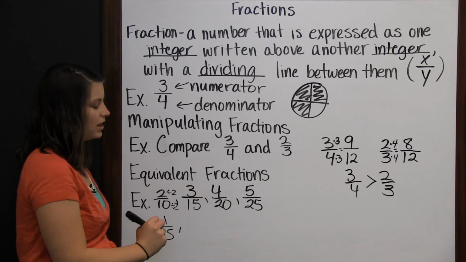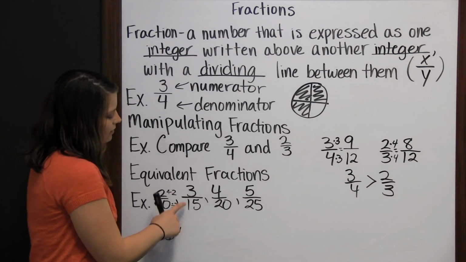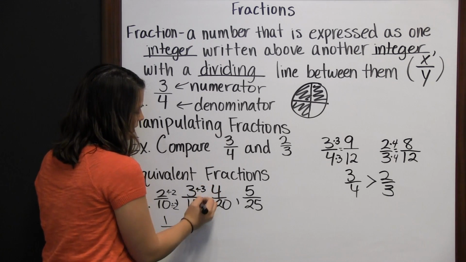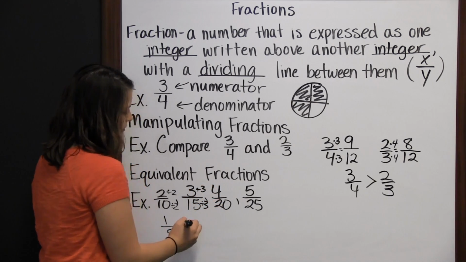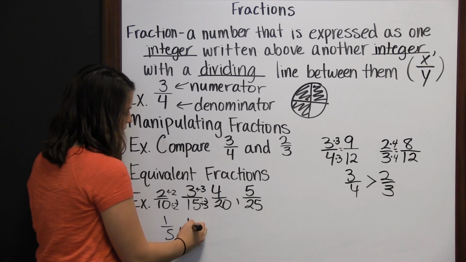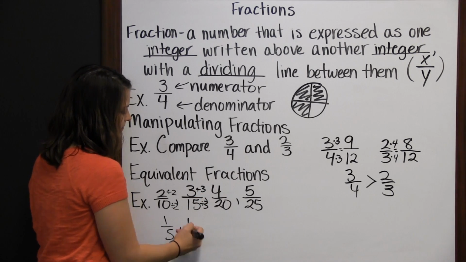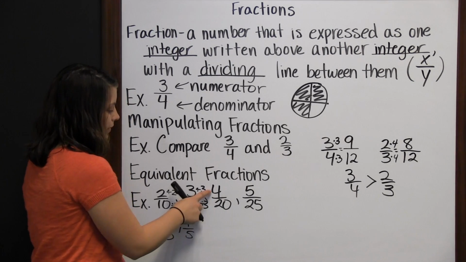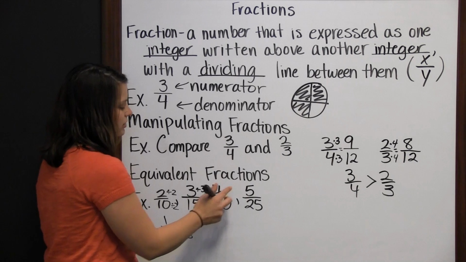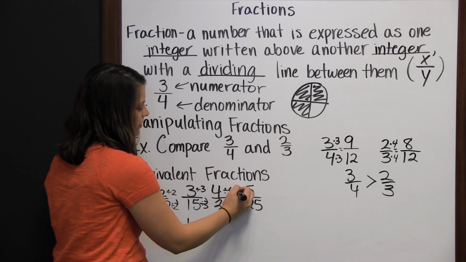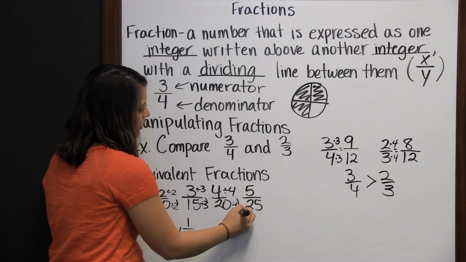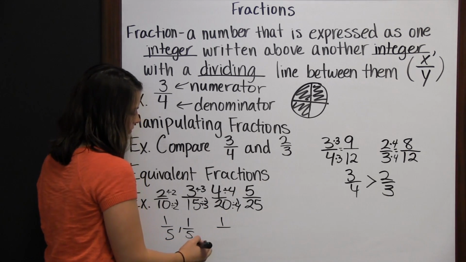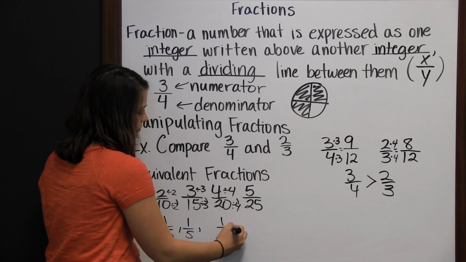We do the same thing to our next fraction. 3 and 15 are both divisible by 3. So we divide our numerator by 3 and our denominator by 3. 3 divided by 3 is 1. 15 divided by 3 is 5. 4/20. Our numerator and denominator are both divisible by 4. So divide by 4, divide by 4. 4 divided by 4 is 1. And 20 divided by 4 is 5.